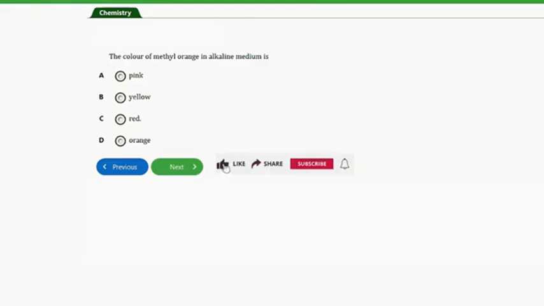So guys, question number 5 says the color of methyl orange in alkaline medium is A, pink, B, yellow, C, red, D, orange. So guys, the answer to this question is option B, and that's yellow. So let's consider the next question, question number 6. It says the pH of a solution of 0.25 mole per dm cube of hydrochloric acid is A, 13.40, B, 12.40, C, 14.40, D, 14.60.